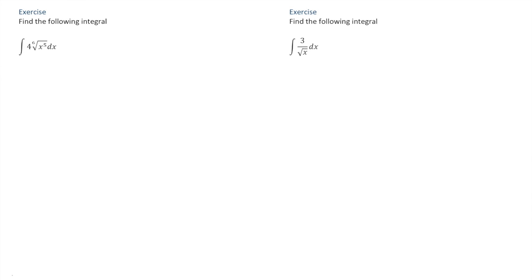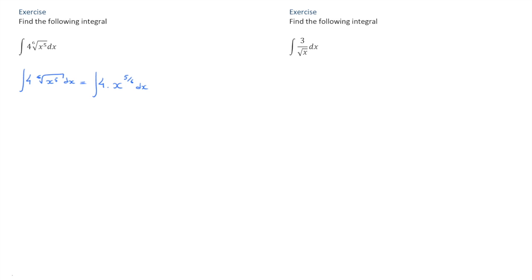Let's integrate 4 times the 6th root of x to the power of 5. Well, once again, our first step is to write this x here as a power of x. That would be 4 times the 6th root of x to the power of 5 dx. That's equal to the integral of 4 times x to the power of 5 over 6 dx.